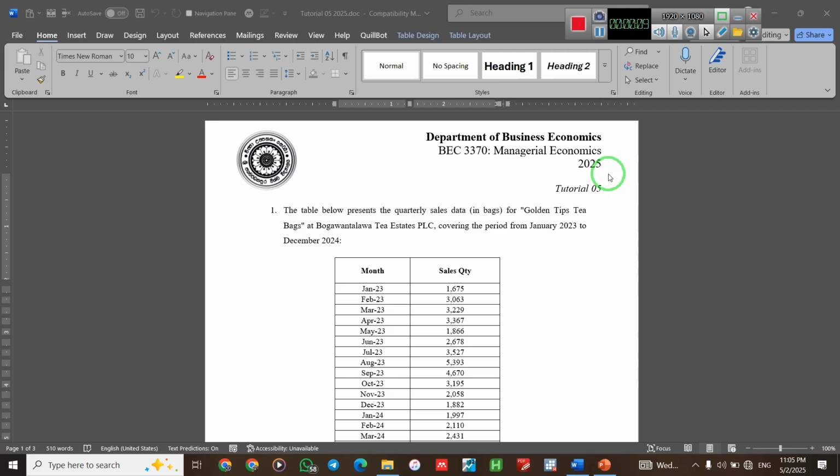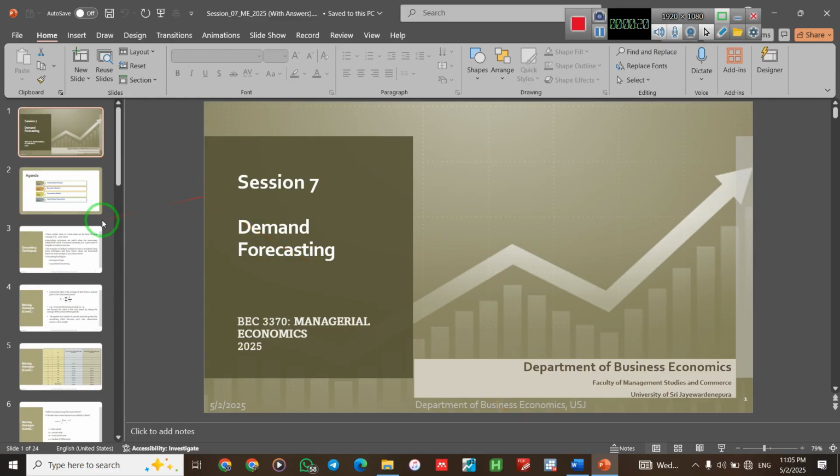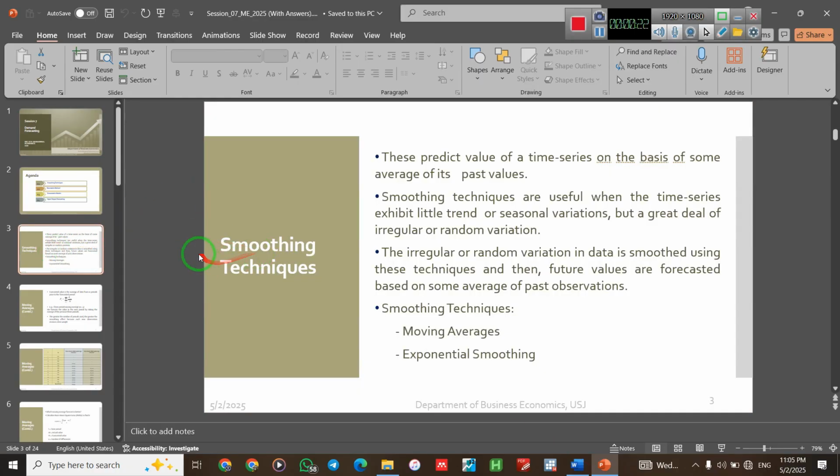In the last couple of lectures you have learned about demand estimation and demand forecasting. In your last lecture, that means in the seventh session, you learned about something called the smoothing technique. So the exercises in today's tutorial are based on these smoothing techniques. Before moving to the tutorial, I would like to briefly explain this smoothing technique.